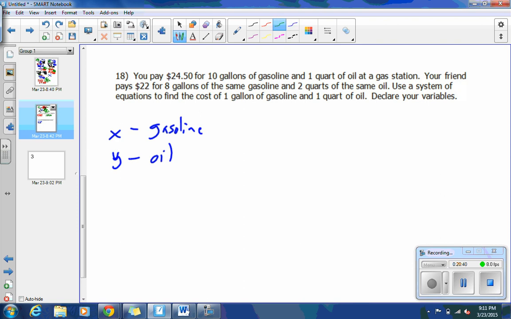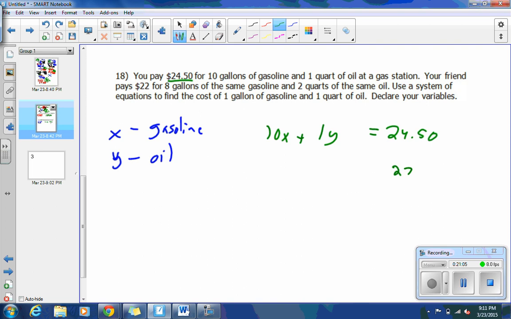Let's look at the first sentence. It says you pay a total of $24.50. So I'm going to say something equals $24.50, for 10 gallons of gas. Sounds like 10x to me, plus 1 quart of oil, so 1y, or just y. There's one equation. Nice. Second one, your friend pays $22.